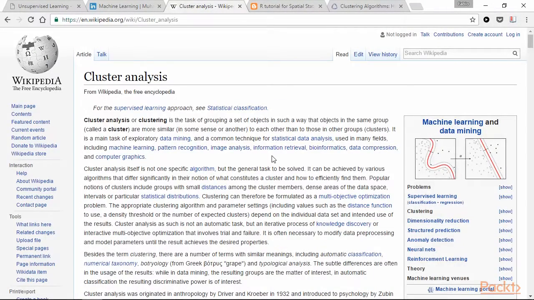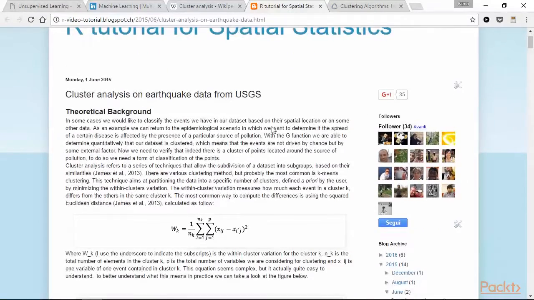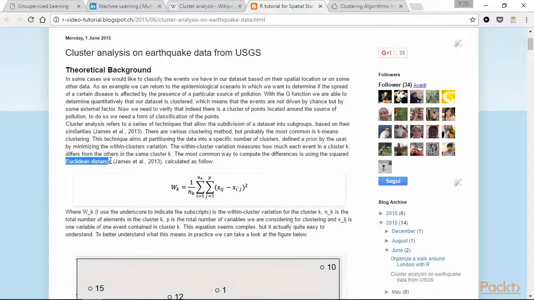This is, in simple terms, the purpose of clustering algorithms. Clustering refers to a set of techniques used to group data. The purpose of the algorithm is to define these groups in such a way as to maximize the similarities within the same cluster and maximize the differences between clusters. Everything is based on how the algorithm judges similarities between points. The most common way of computing differences between points is calculating the squared Euclidean distance.